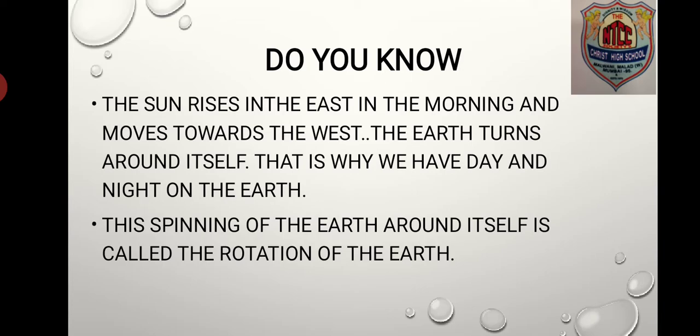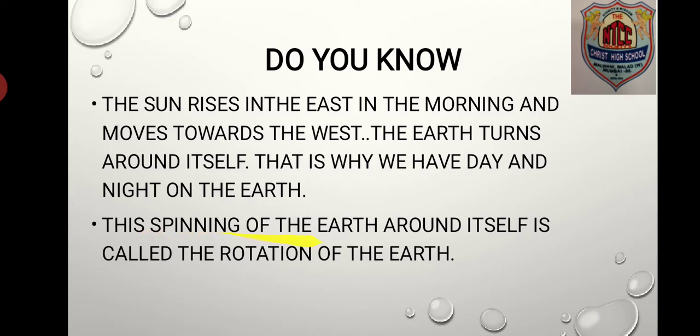Do you know, children, the sun rises in the east in the morning and moves towards the west. Students, we have already learned this in the third standard also, and I've told you in the previous chapters also. The sun rises in the east and sets towards the west. The earth turns around itself. That is why we have day and night on the earth. Because of the rotation of the earth, we are receiving day and night time.